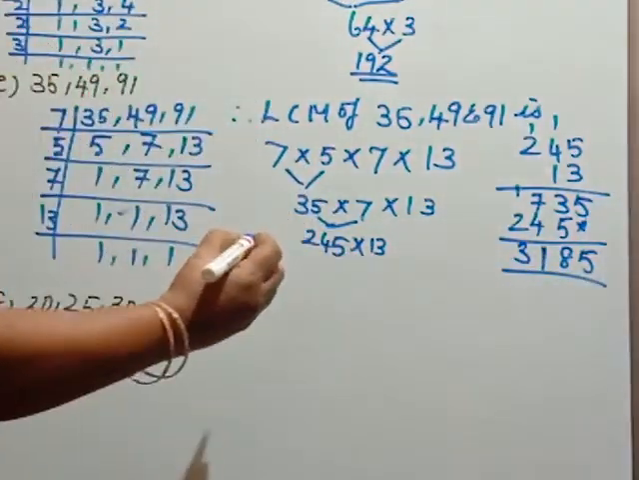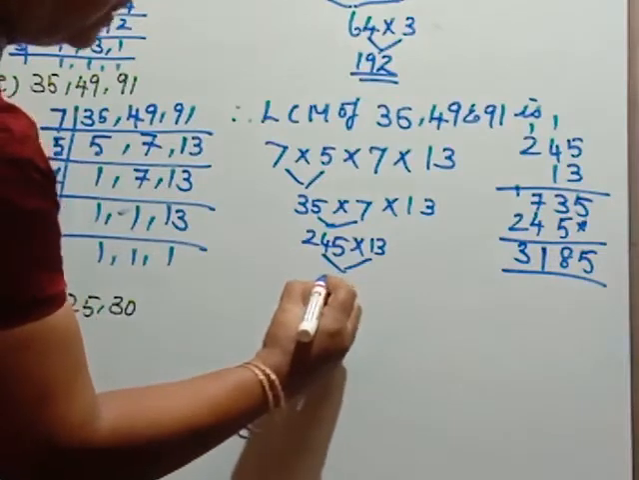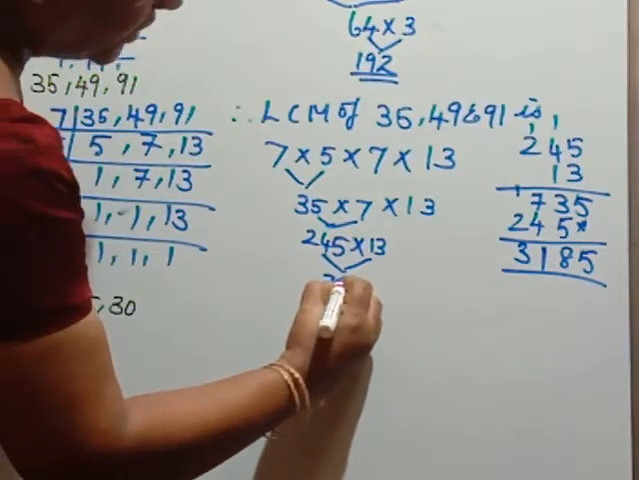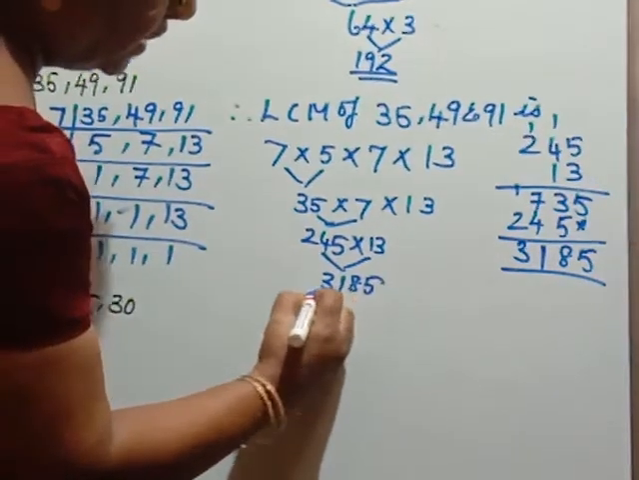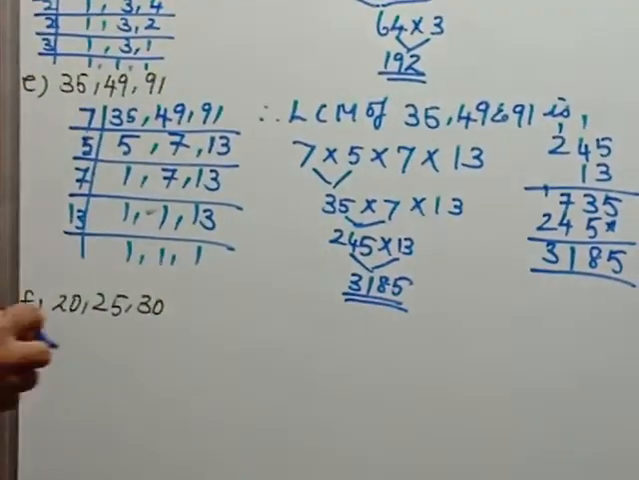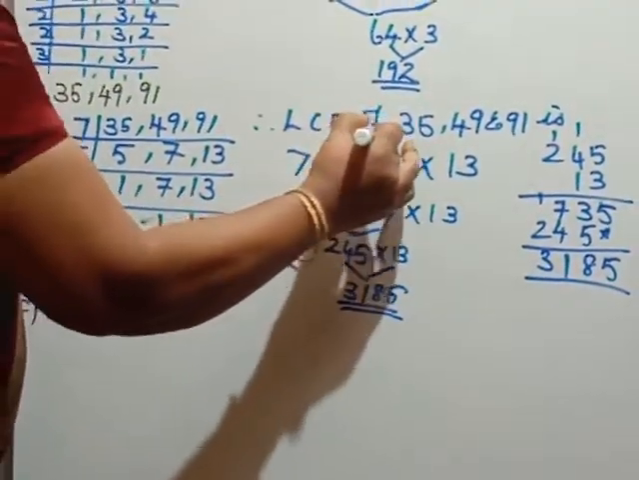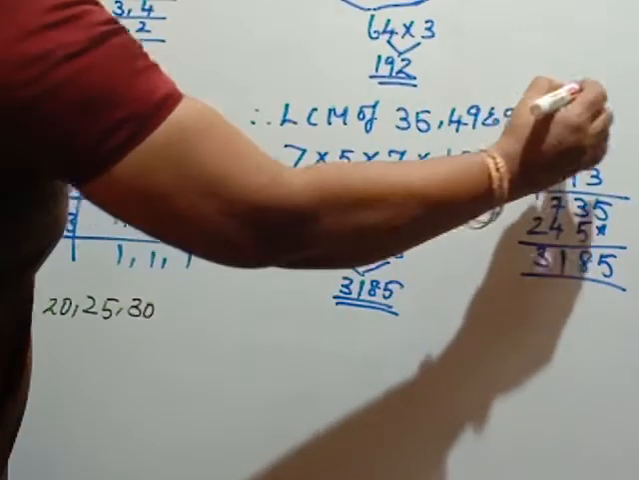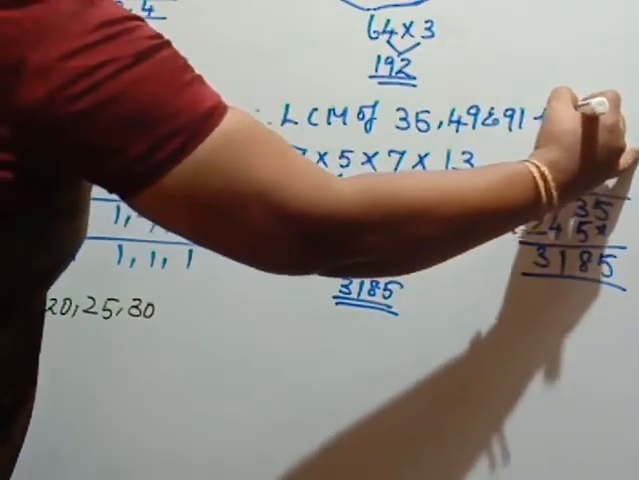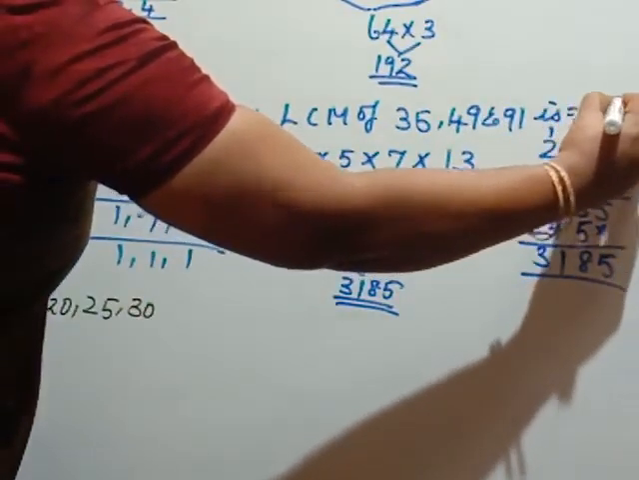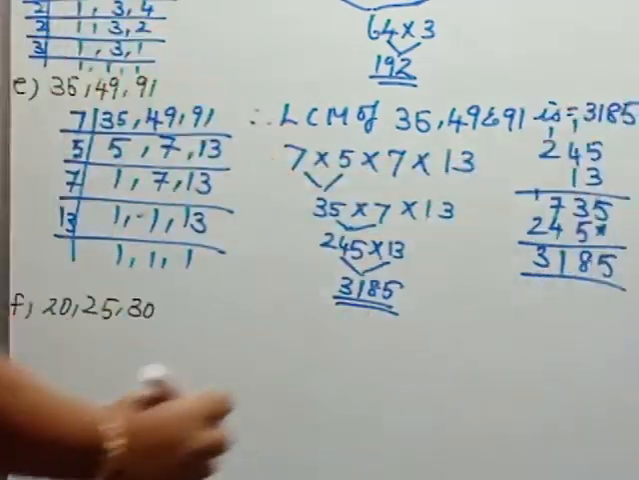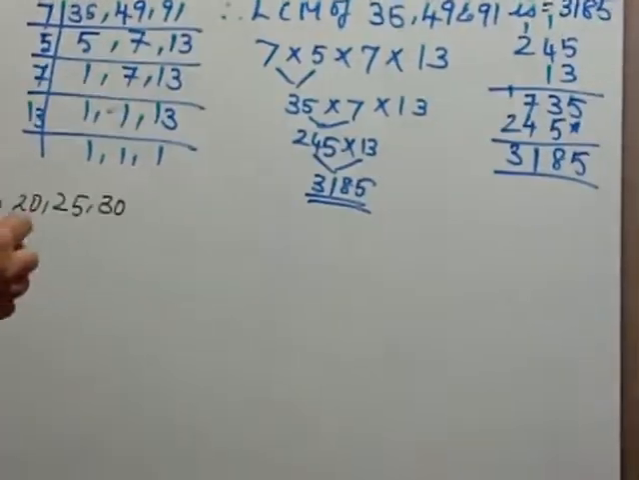So if we multiply 245 and 13, we'll get 3185 as the LCM. Therefore, LCM of 35, 49 and 91 is 3185. Now we'll move to the third sum.